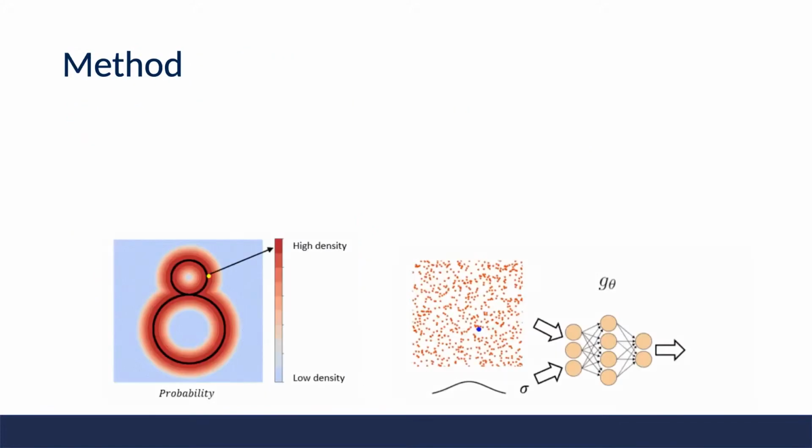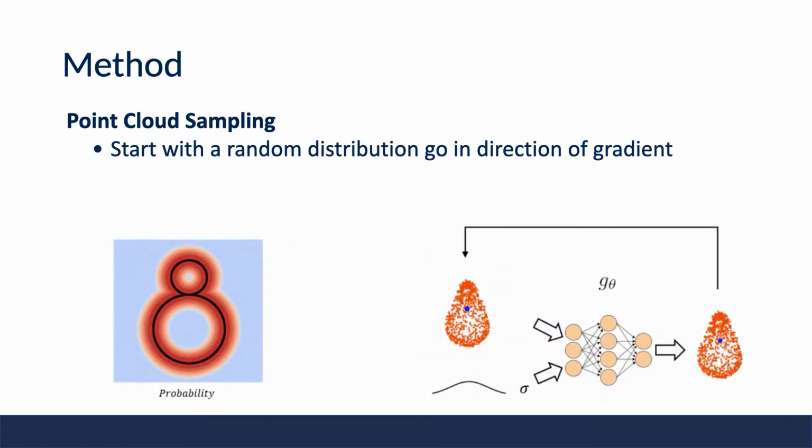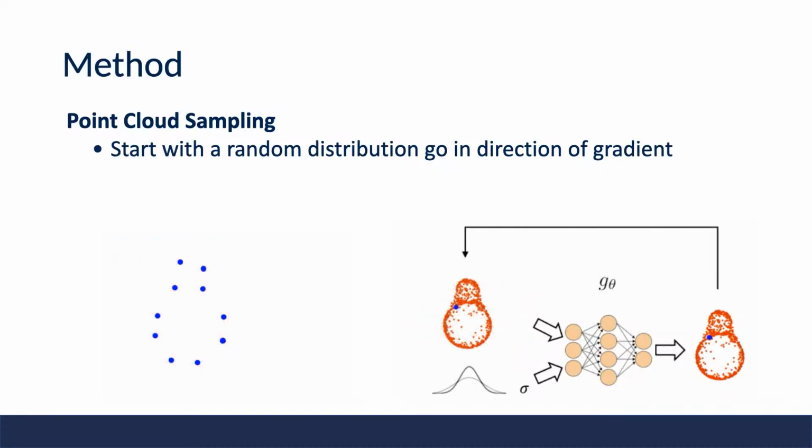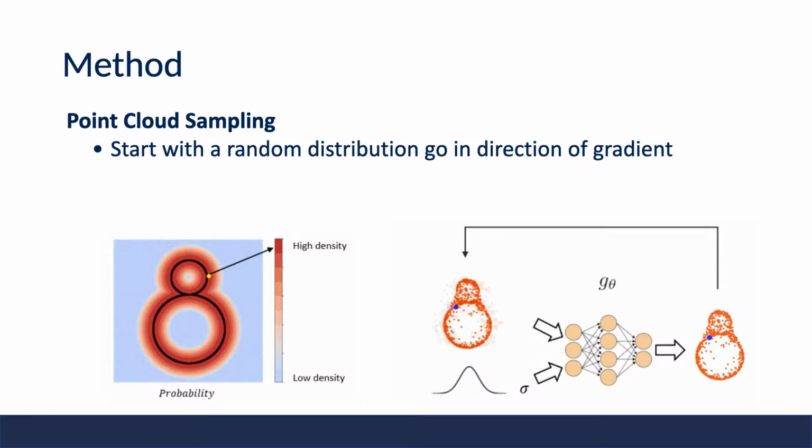Moving on to the method, how do we actually sample these point clouds? Well, what we'll do is we'll start off with a random distribution, and we'll iteratively take these points, move them in the direction of the gradient, and update their position until we get to a steady state where it's along that surface.